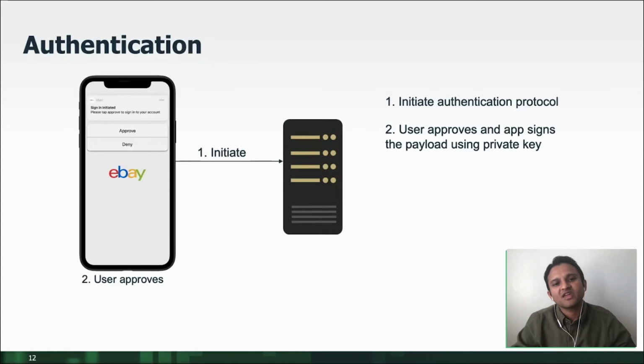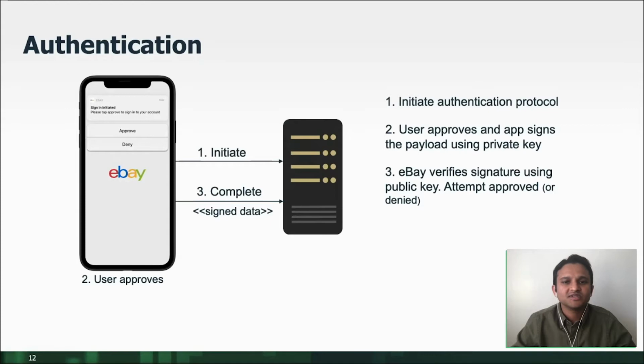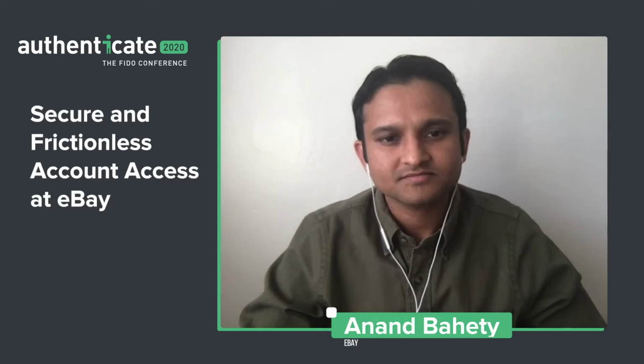eBay server verifies the signature using the public key stored against the user record, and once it's verified, the authentication attempt is approved. Even in order to deny an attempt, we use the same exact mechanism to achieve security in both the cases. As you can see, the private key never leaves the user's device. Let's look at further nuances of this implementation.